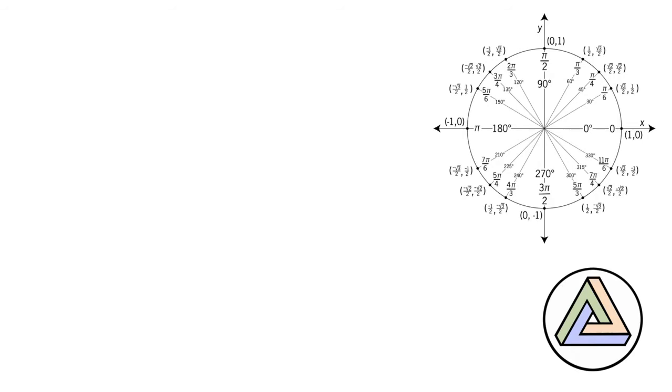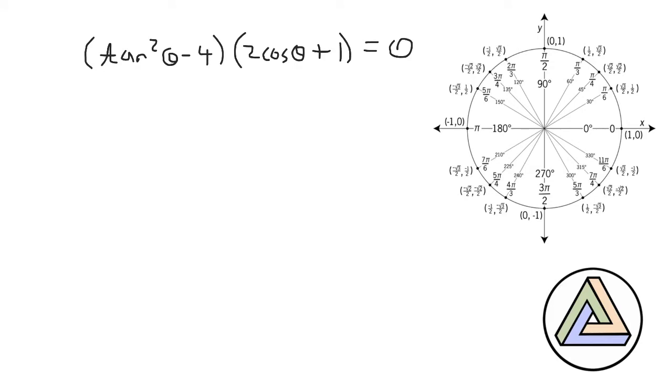All right, so on the homework assignment, we have our first equation. And this equation is tan squared theta minus 4 times 2 cosine theta plus 1 equals 0. So basically, you have some number times another number equals 0. So that means that if this whole thing was a 0, then it would be 0 times whatever that is, and it would be 0.